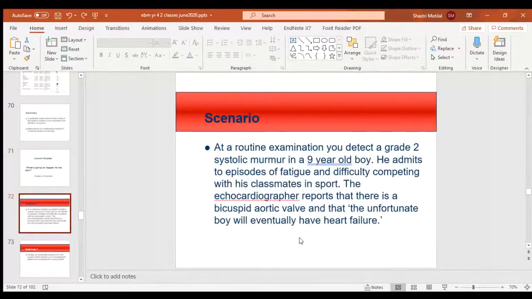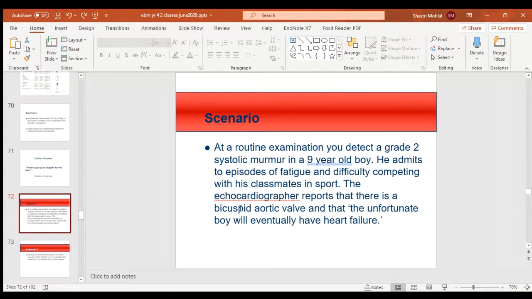Look at this example. On a routine examination, you detect a grade 2 murmur in a 9-year-old boy. He admits to episodes of fatigue and difficulty completing sports. He had an echocardiogram and they reported that this boy has a bicuspid aortic valve. You remember your anatomy and cardiology in terms of the anatomy of the heart. The bicuspid aortic valve is an abnormal valve. A tricuspid aortic valve is what the normal valve is. And they reported that because this boy has a bicuspid aortic valve, he's going to develop this thing called heart failure.